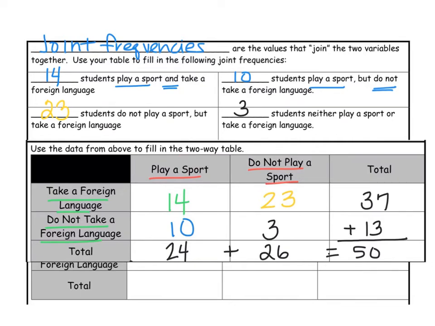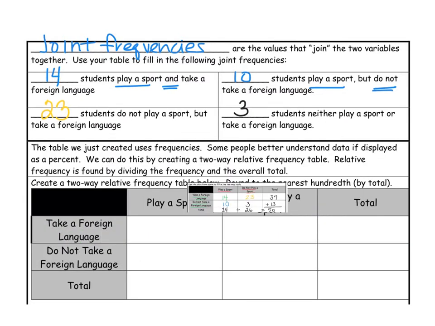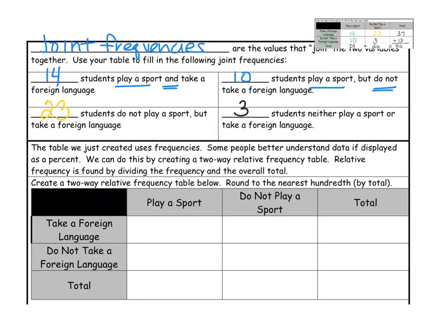So we can also create a table using these frequencies, and we call it a relative frequency table. So I'm going to get rid of this guy, put him up there. The table we created uses frequencies, and again, these are the joint frequencies right here. Some people better understand data if it's displayed as a percent. So if it's displayed as a percent, we call this a relative frequency table.